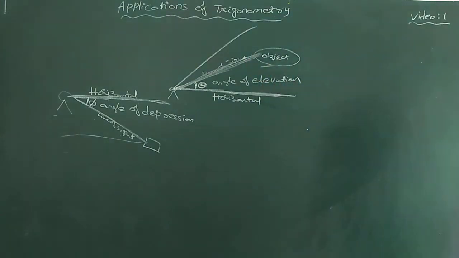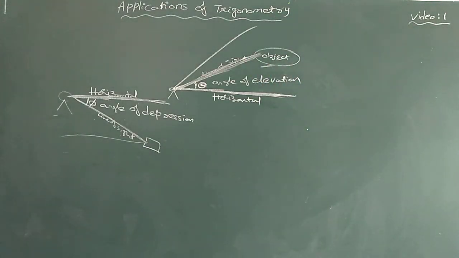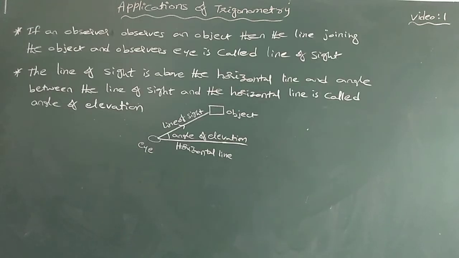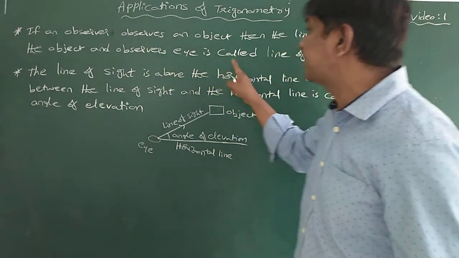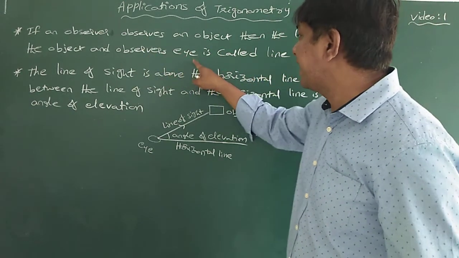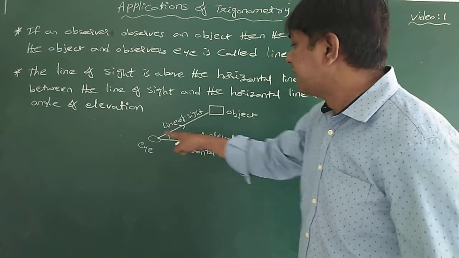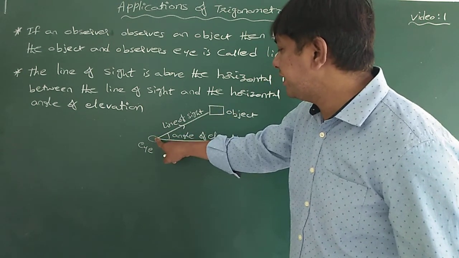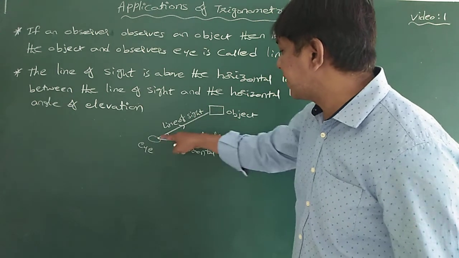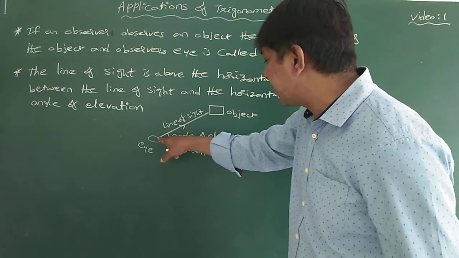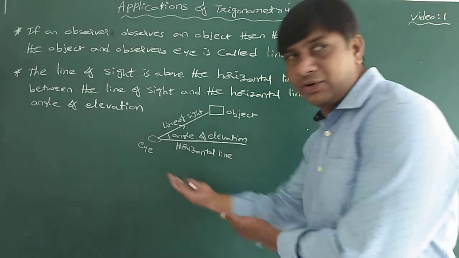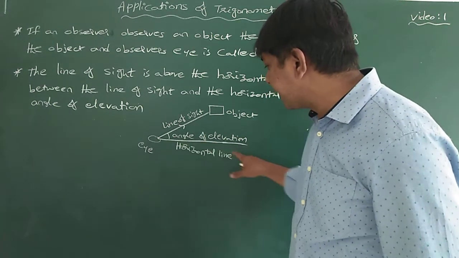First write down the definitions. I will write the definitions on the board, you copy them. This is your definition. If an observer observes an object, then the line joining the object and the observer's eye is called the line of sight. The observer is observing an object. The line joining the eye to the object is called the line of sight, and this line parallel to the ground is called the horizontal line.